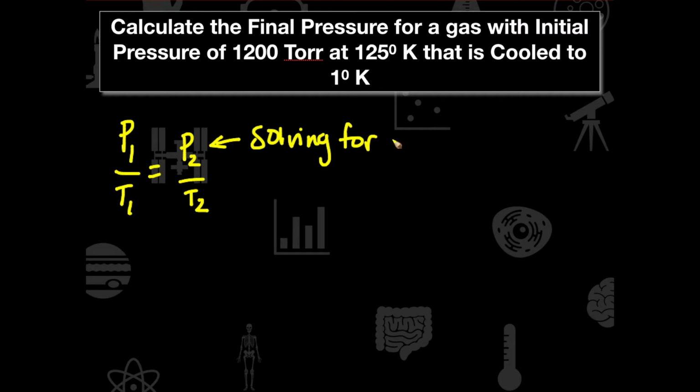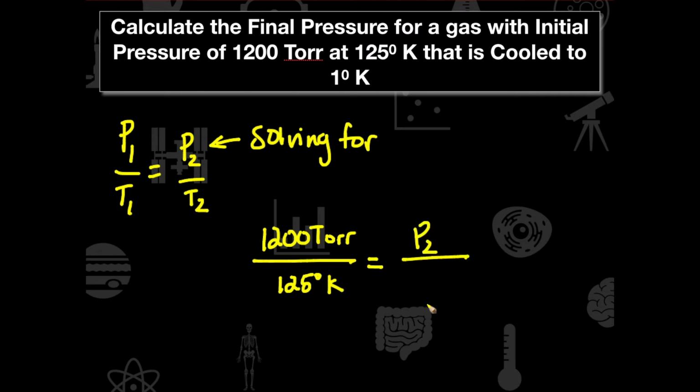So let's punch this into our formula. We're going to take 1200 torr, which is our initial pressure, divided by 125 degrees Kelvin, which is our initial temperature. We're solving for P2, so I'll put in P2 here. And then our final temperature, we cooled it down to 1 degree Kelvin, so almost to absolute zero. So the question is, what will this be? I'll do 1200 divided by 125, and then I'll multiply both sides by 1 degree Kelvin, so the Kelvins cancel.